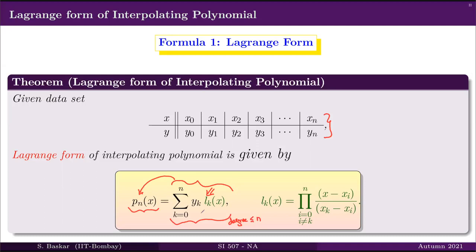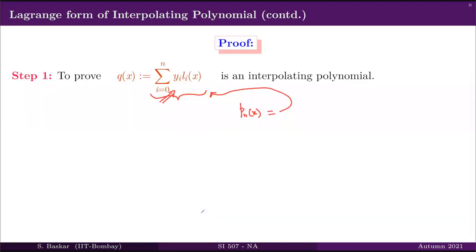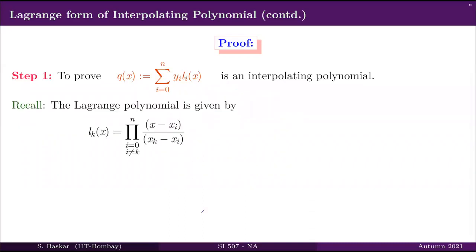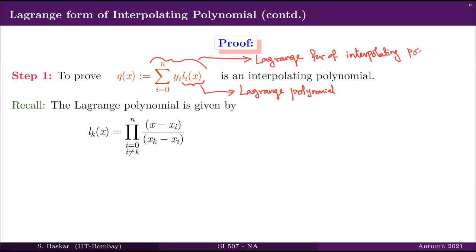That is the idea. So let us prove that this form is indeed a polynomial of degree less than or equal to n. For that, first we will try to understand this one. This is generally called the Lagrange polynomial. This entire thing, after proving that it is an interpolating polynomial, is called the Lagrange form of interpolating polynomial, or simply the Lagrange interpolating polynomial.